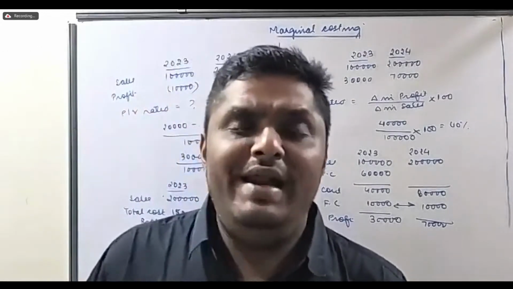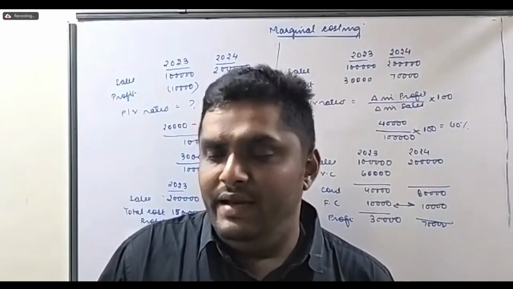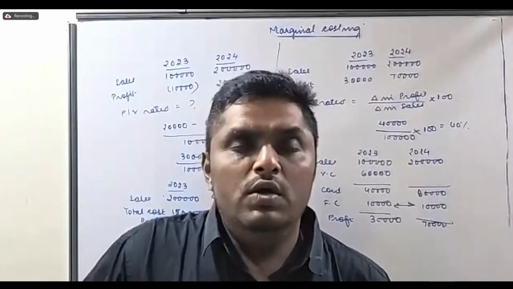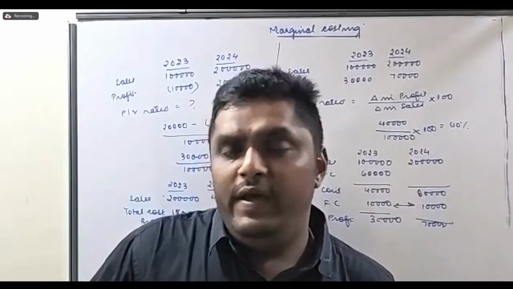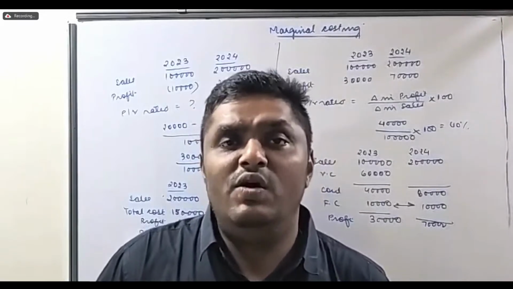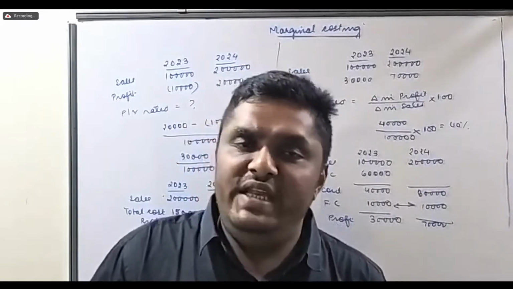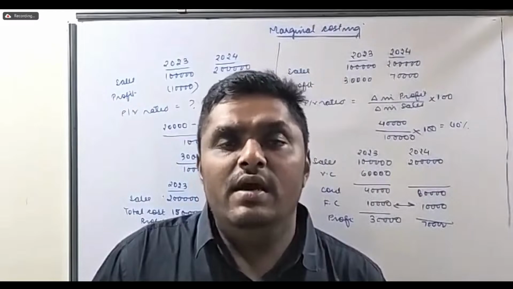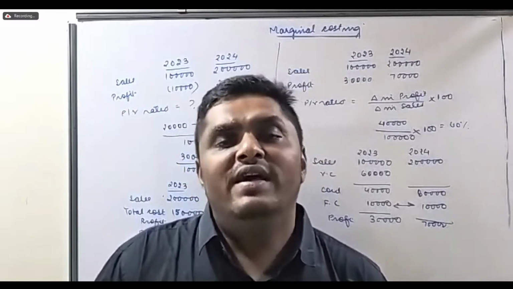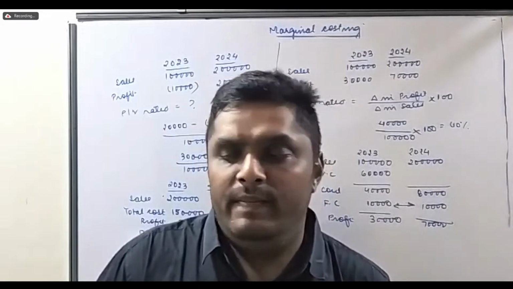So, guys, now let's sum up what we have discussed till now, and then we will start with the practical questions. We started with this chapter, marginal costing, wherein we first discussed marginal cost, that is the cost of producing additional unit. Thereafter, we discussed variable cost, that is the cost that varies according to production. Thereafter, we discussed fixed cost, that is the cost that remains fixed irrespective of production.